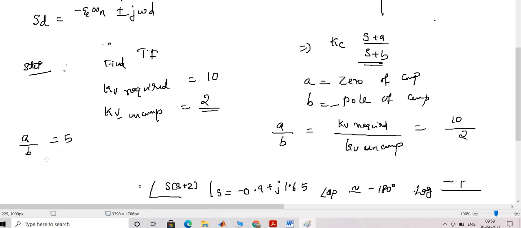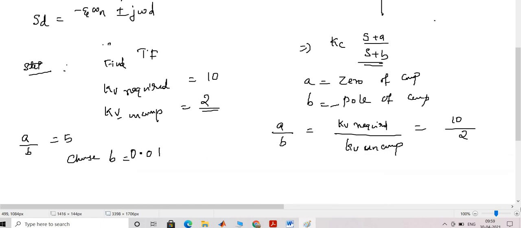Now the next step is choose B in such a way that it is very nearer to origin. So I am choosing B as 0.01. The criteria for choosing B is it should be very nearer to origin. That is the only criteria for choosing the pole of the compensator, pole of the lag compensator.